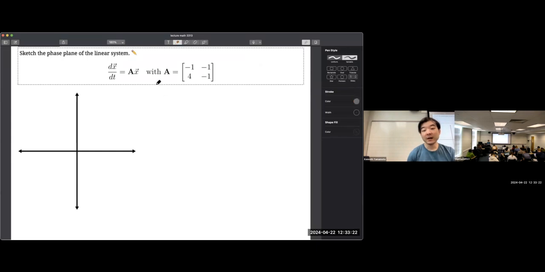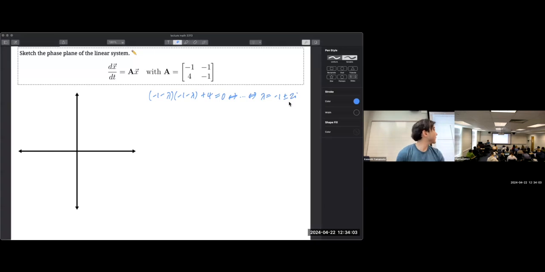So let's look at this case where this is your A matrix. I'm just going to compute the characteristic equation. So I'll say determinant of this, and it'll be (-1 minus lambda) times (-1 minus lambda), and then it's going to be minus this, so it'll be +4, equal to 0. You can go through the process of doing this, and I trust that you can figure out how to solve this quadratic equation. You'll get your lambda is equal to -1 plus or minus 2i.